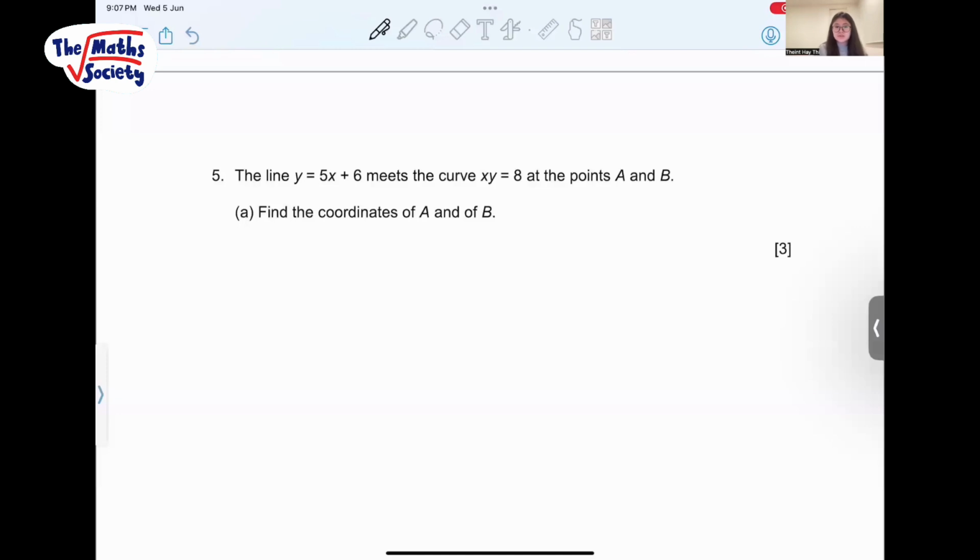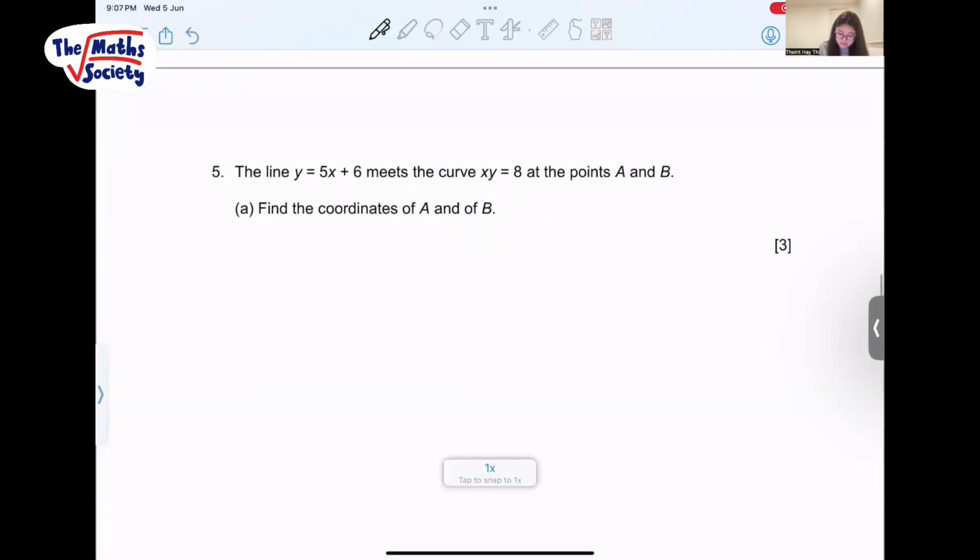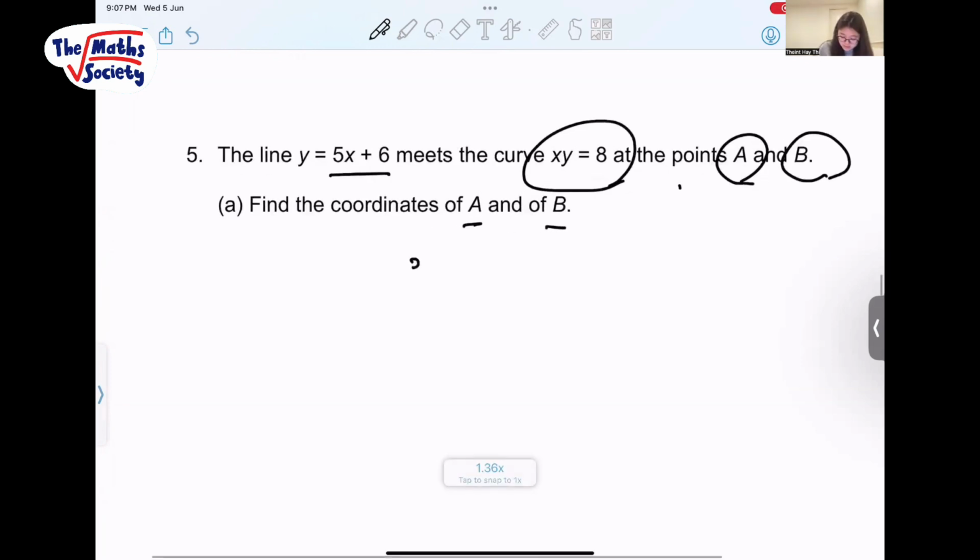Okay, so now let's do question 5. So question 5, we have that the line y equal to 5x plus 6 meets the curve xy equals 8 at A and B. So they're meeting at 2 points, A and B, and you need to find the coordinates of A and B where they meet each other. So first of all, xy is equal to 8, right? So to equate them, you can do this. So y is going to be equal to 8 by x. And we have y equal to 5x plus 6. So you just substitute y. So 8 by x equals 5x plus 6.